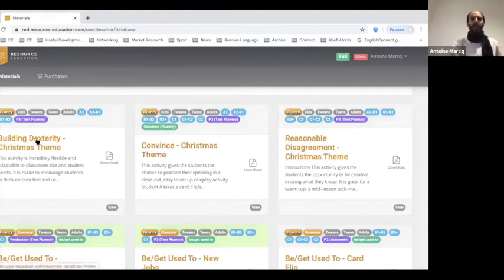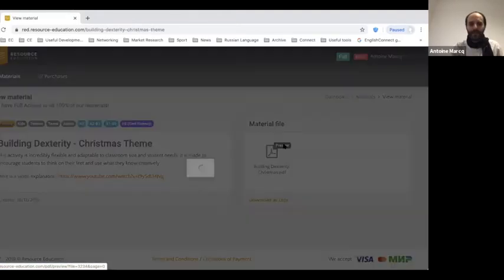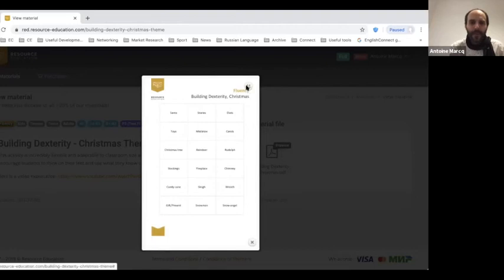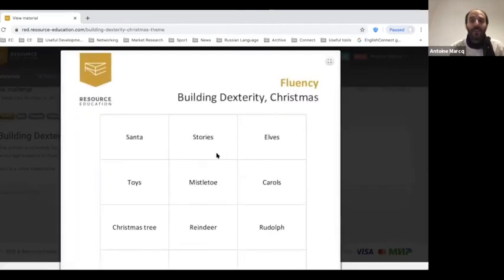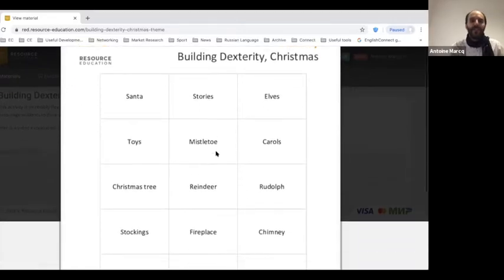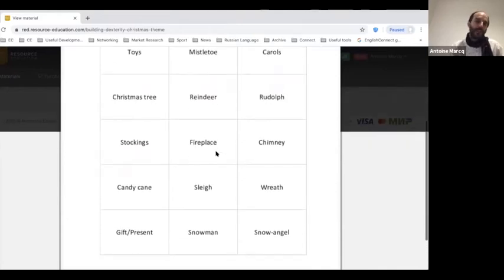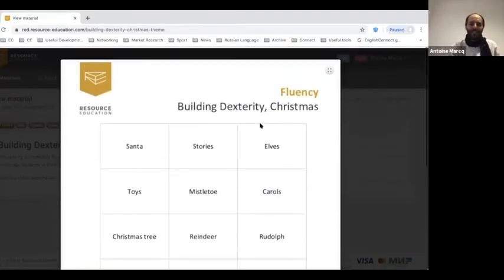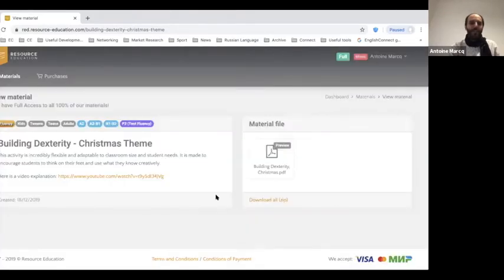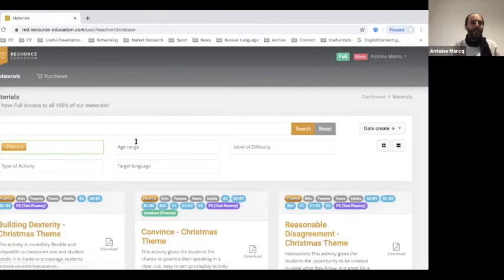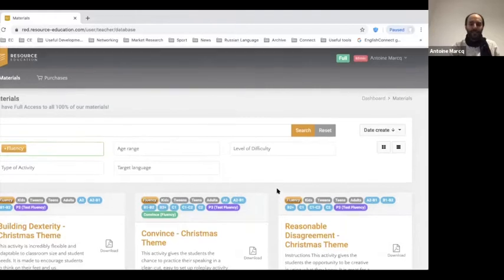Convince? I forgot to show you the cards again. So there you have it, a bunch of Christmas-themed vocabulary for building dexterity. Santa, stories, elves, mistletoe, carols, toys, Christmas tree, reindeer, Rudolph, stockings, fireplace, chimney, candy cane, sleigh, wreath, gift or present, snowman, snow angel. So you can use these cards in a lot of different ways to build dexterity.